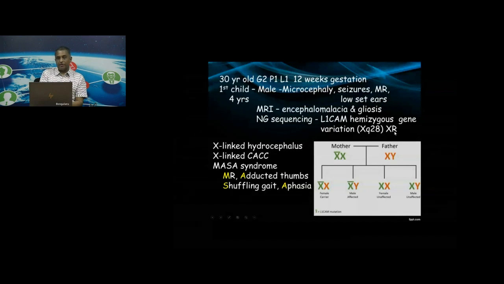X-linked recessive situation. Now, an L1CAM gene mutation on the XQ is a recessive disorder which gives rise to what is known as an X-linked hydrocephalus. It's also known as X-linked complete agenesis of corpus callosum. It's also known as a MASA syndrome because it has MR, it has adducted thumbs, a shuffling gait, and aphasia. We need to realize that the L1-CAM gene abnormality is situated on the X chromosome and it's recessive.